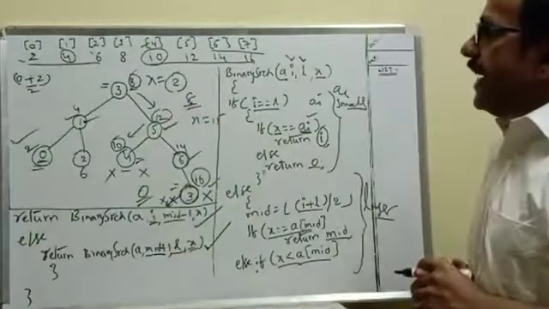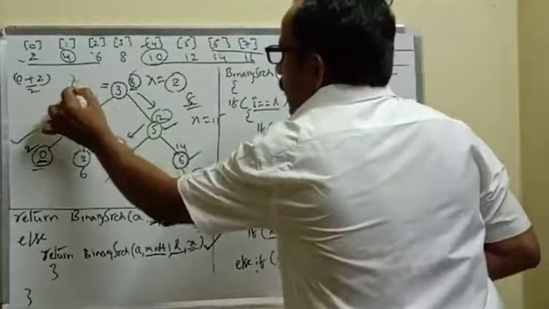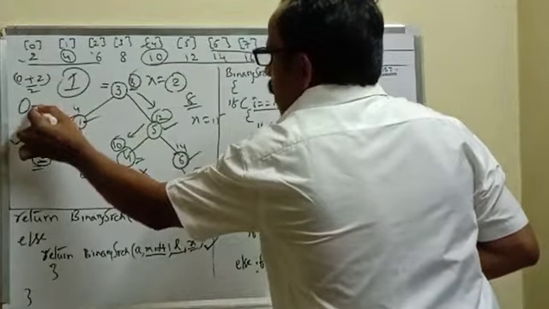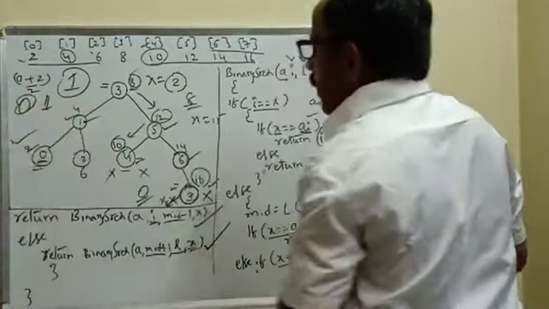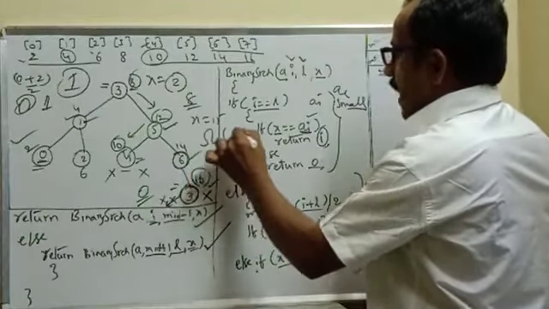If you want to search 8, the mid is 8, and the searching element is also 8, then how many comparisons are required? Only one comparison. Then the best case time complexity is 1. When one comparison is required, the best case is 1. Then we represent the best case as big omega of 1.